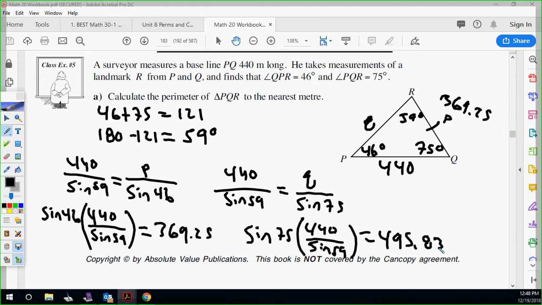And now you add all three of those for the perimeter. When you add all three of them, you get 1305 meters.